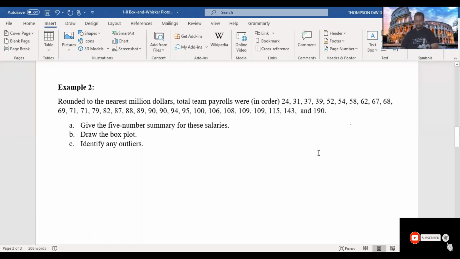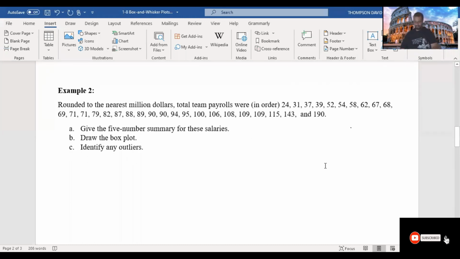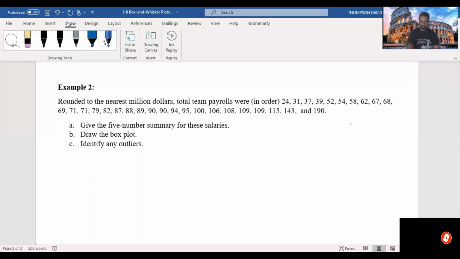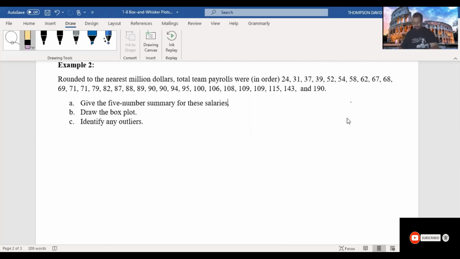Example 2. Round to the nearest $1 million, total team payrolls were in order 24, 31, 37, 39, etc. Give the 5-number summary for these salaries, draw the box plot, and identify any outliers. So first, the 5-number summary.